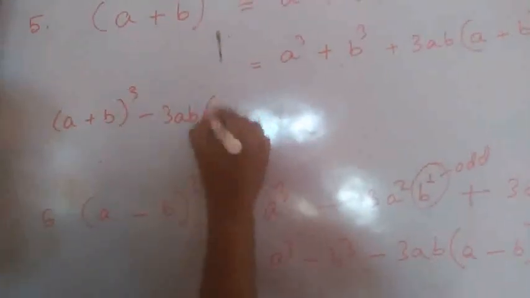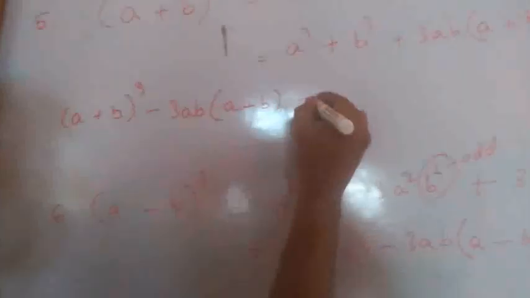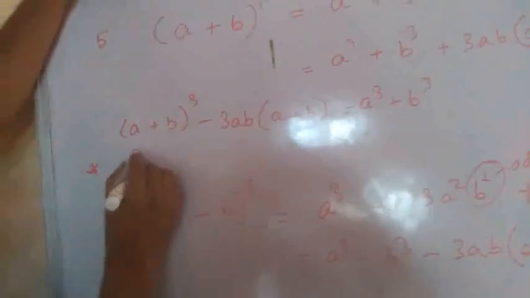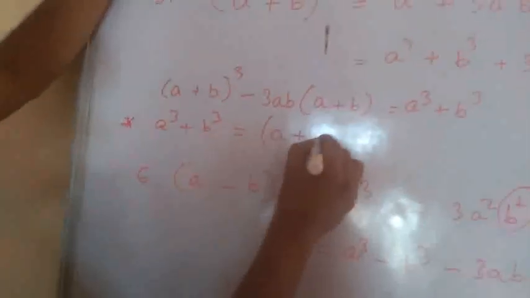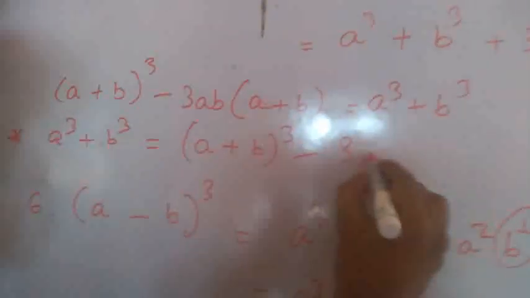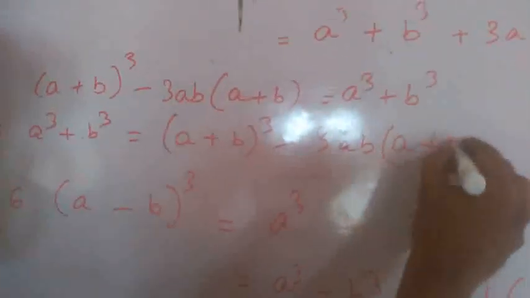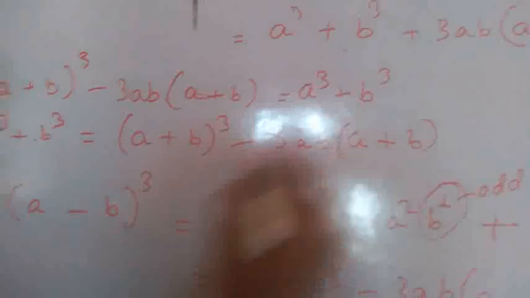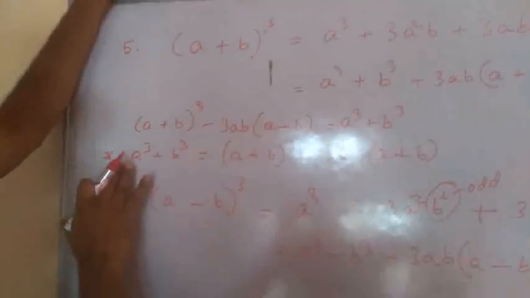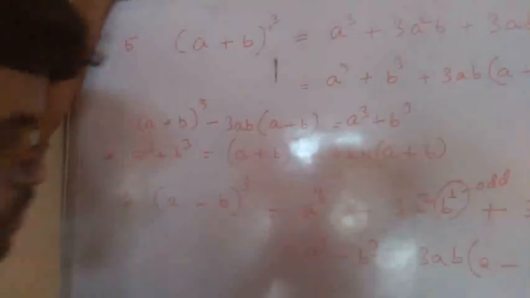So this will give you a cube plus b cube. This is also an important derivation, that is a cube plus b cube. Now this will be useful for finding the value of a cube plus b cube if we are given the value of a plus b and the product of a and b, that is the sum of both the terms and the product of both. If you know that, then we can find the value of a cube plus b cube.